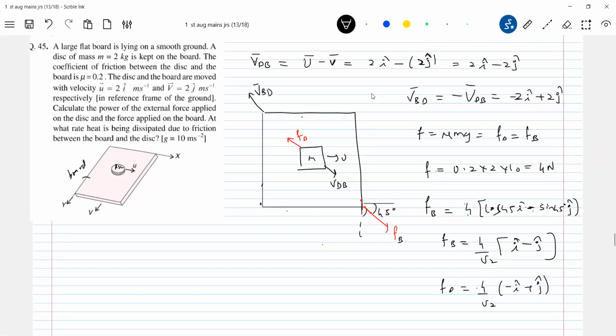I have given enough information. Now you have to interpret that particular sentence. Calculate the power of external force applied on the disk and the force applied on the board. At what rate is heat being dissipated due to friction between the board and the disk? So heat will be dissipated. That is nothing but power due to friction, because friction is a dissipative force. So heat dissipated should be equal to power.